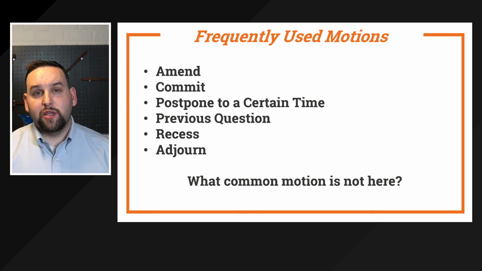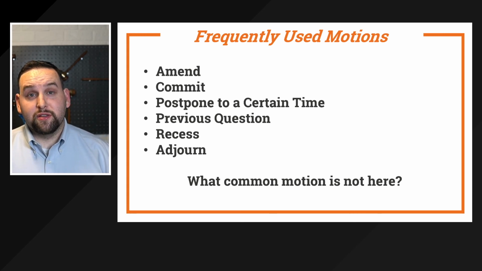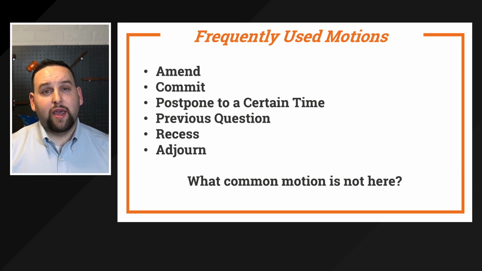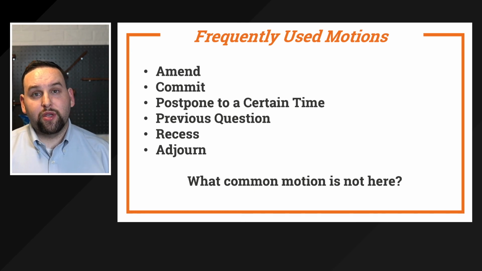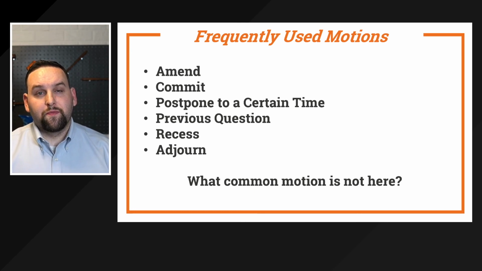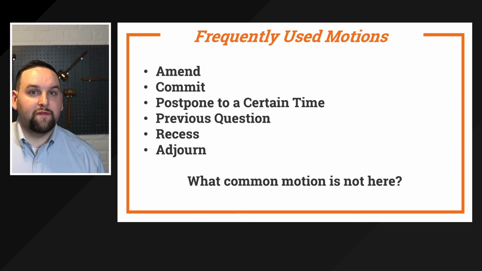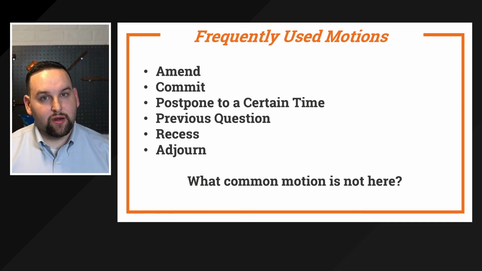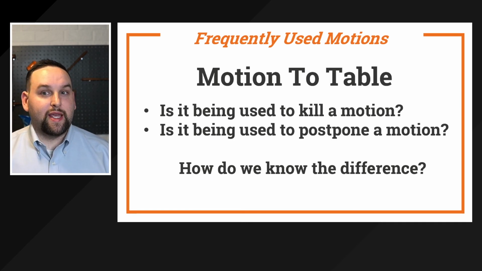The last frequently used motion is the motion to adjourn. In fact, it's always used because you have to end the meeting at some point. And the motion to adjourn simply adjourns the meeting. There's a common motion that's often used in meetings that I haven't listed here, and it's the motion to table. This is often misused. In fact, in Robert's Rules of Order Newly Revised, there's an entire section on how this motion is misused in meetings.